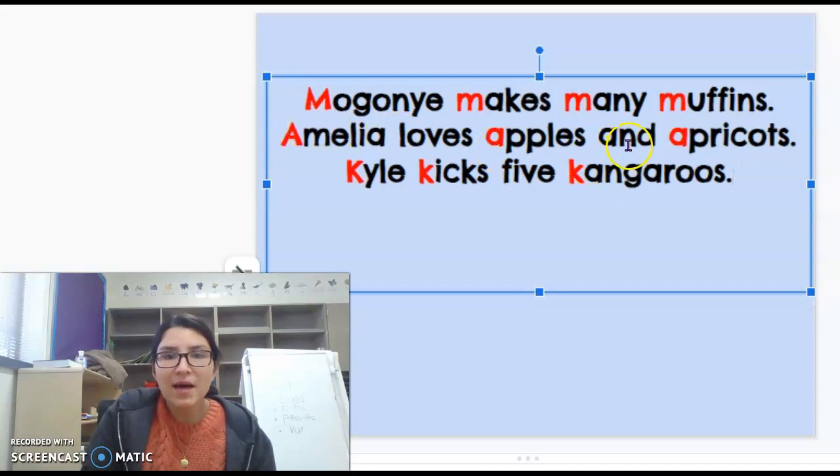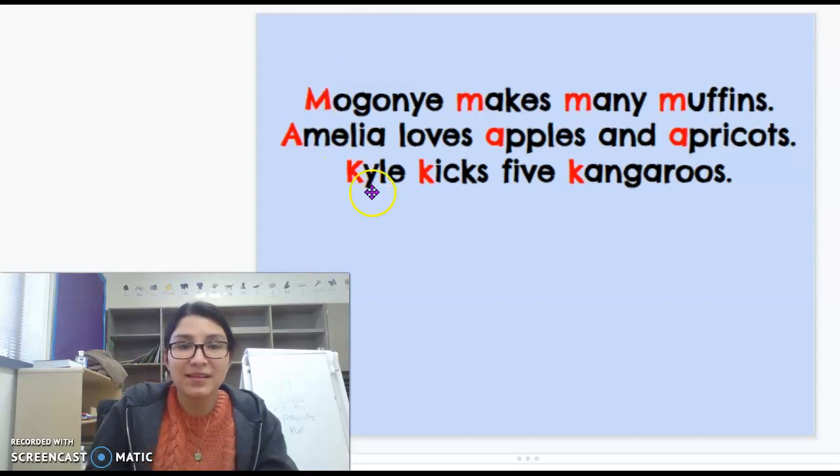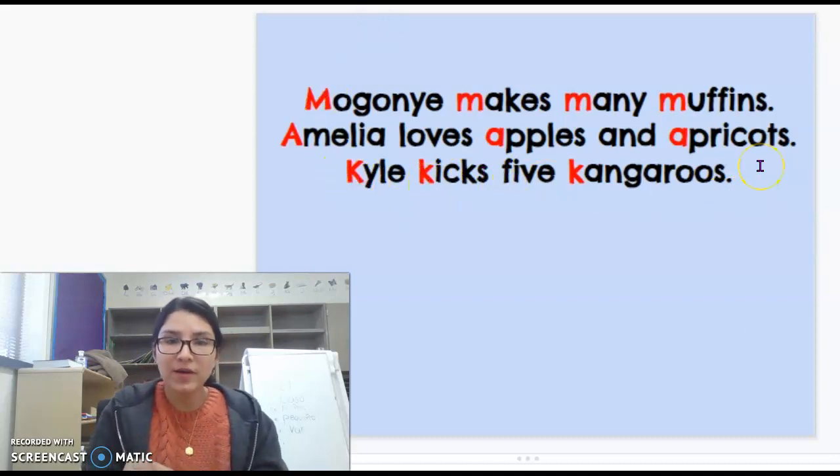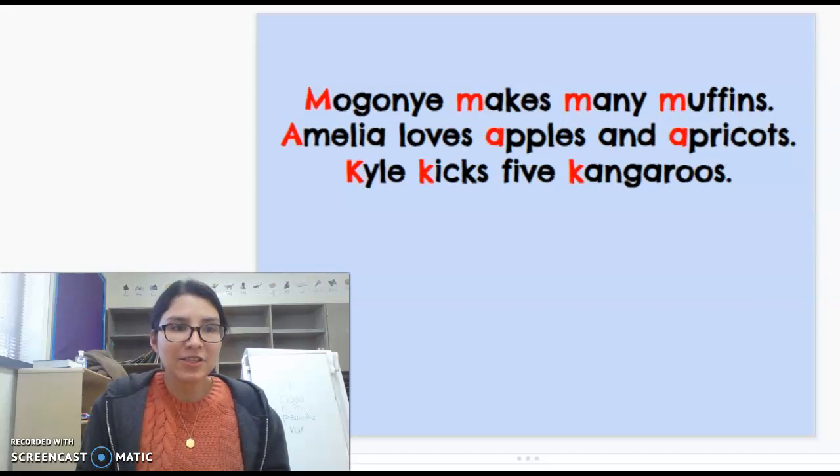Amelia loves apples and apricots. What letter are we focusing on? The letter A. Do we have 2 or more words that begin with the letter A? We do. So that's a good example. And then right here, Kyle kicks 5 kangaroos. What letter are we focusing on? The letter K, right? And what is the sound for K? K. All right, and do we have 2 or more words that are close by? We do, right? The K, we have 1, 2, 3. So that's a good example of alliteration.